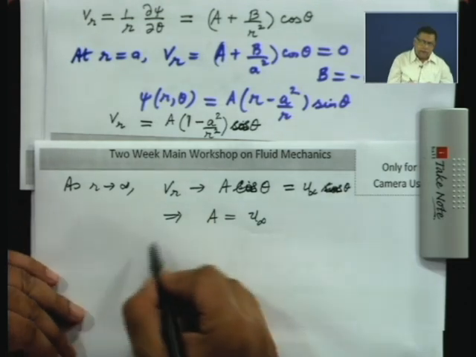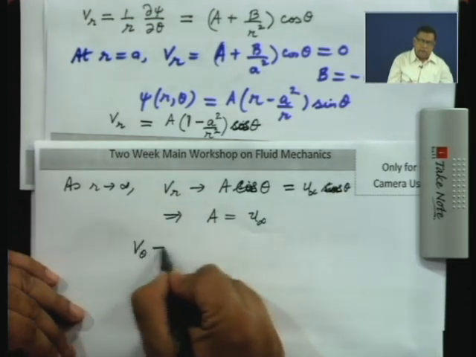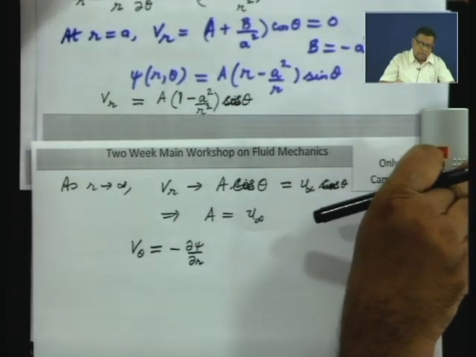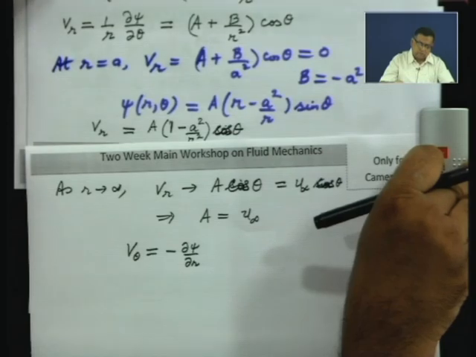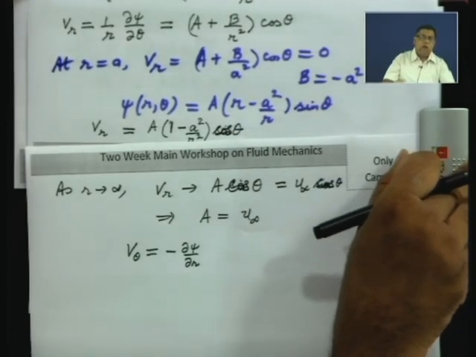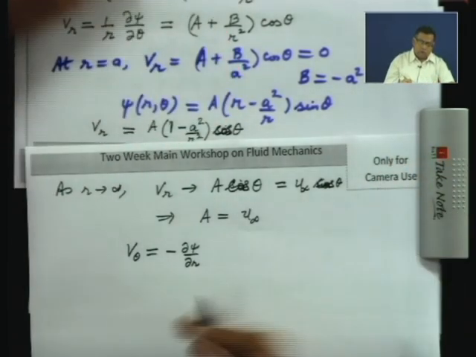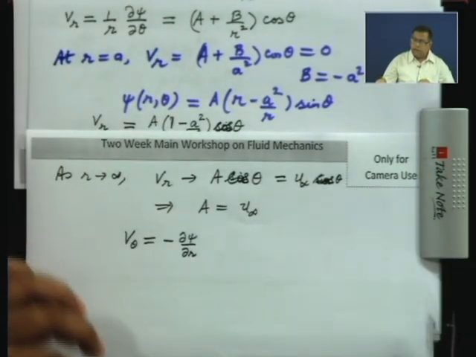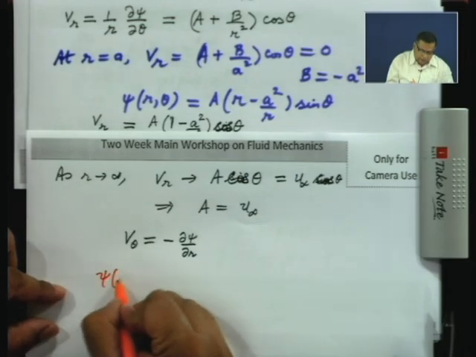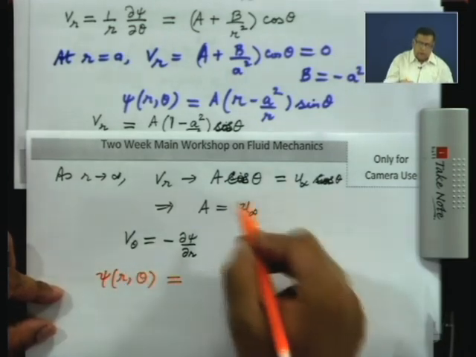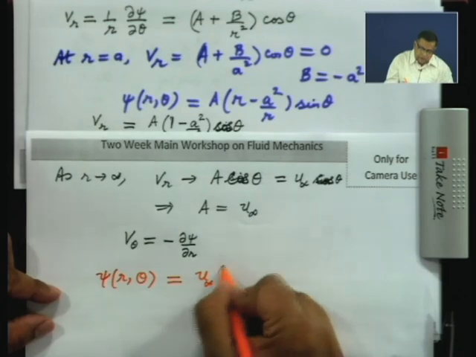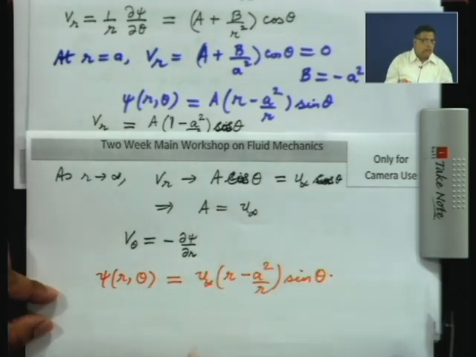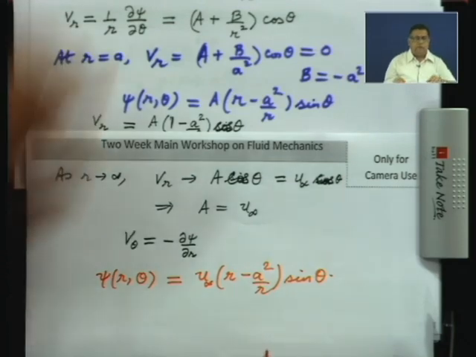and you can see that if you look at V theta, it is minus del psi del r. So, this will also satisfy the other boundary condition. So, let us make a summary now. We have got psi of r theta, we have found what is a, it is u infinity into r minus a square by r sin theta. So, we have found the stream function for flow past a cylinder.